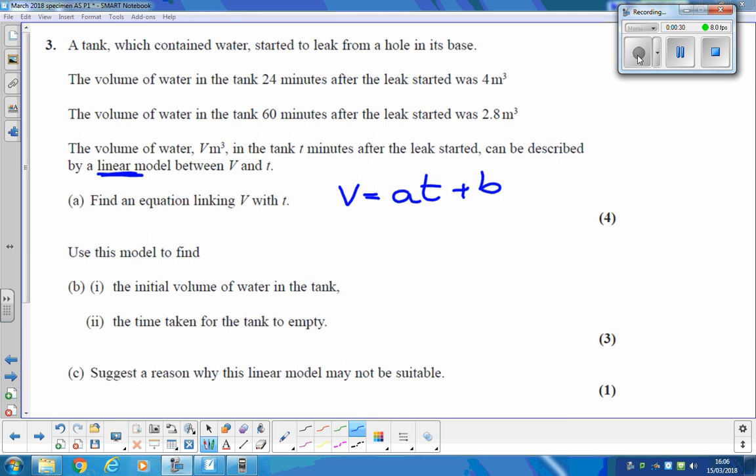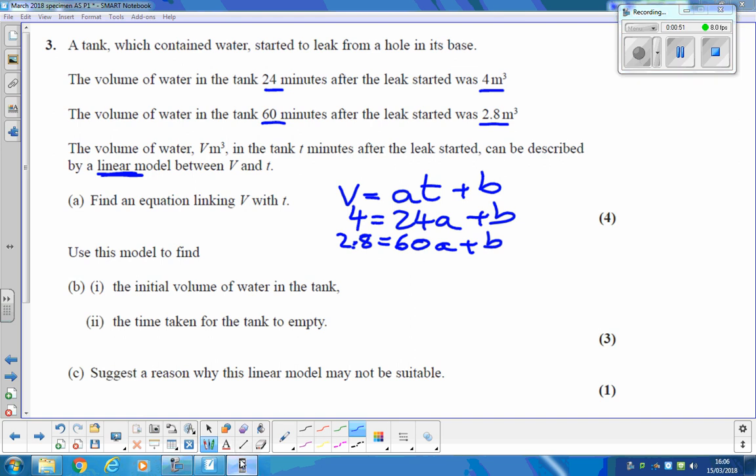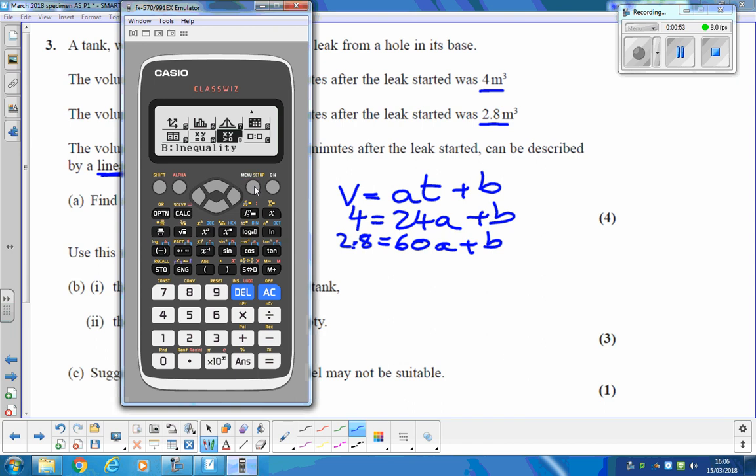Now I'm going to put the numbers in. So at 24 minutes, so I've got 24A plus B, the volume was 4. And after 60 minutes, 60A plus B, it's 2.8. And we're going to try and solve these two simultaneous equations. You can do it in your usual way, or why not just use a calculator? So I'm going to use my calculator here.